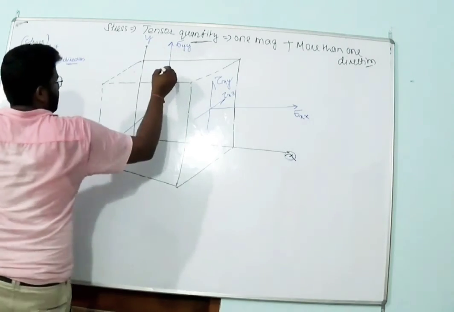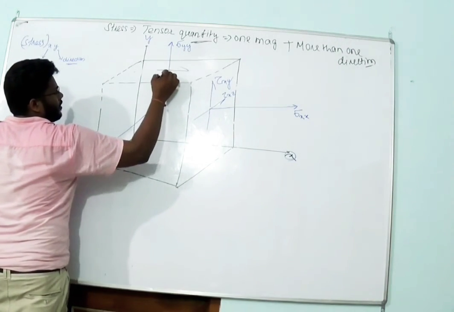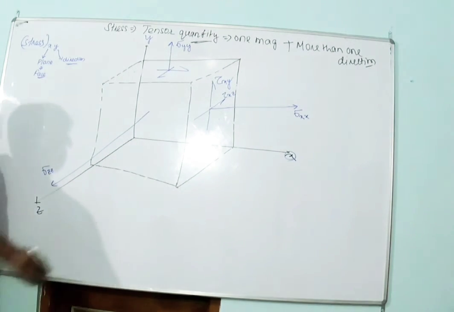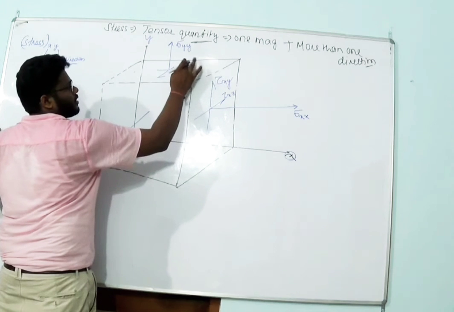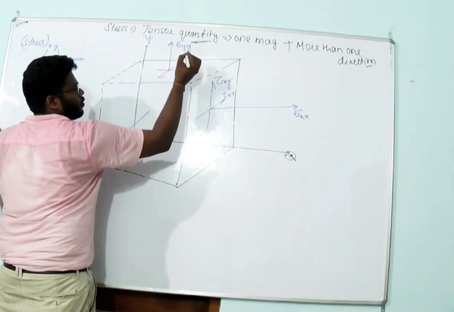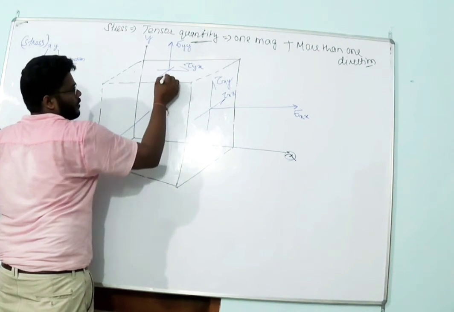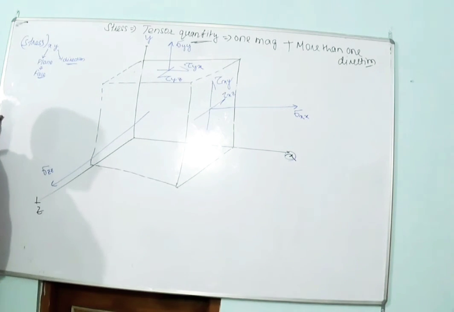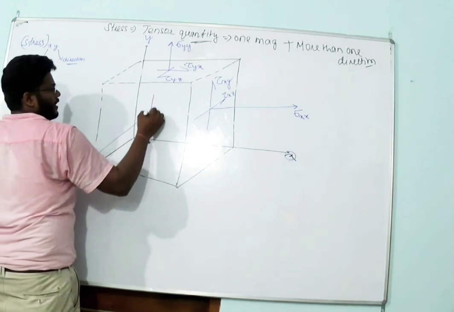Here we can take this one, another one is this one. Correct? What will be this one? Tau. Which face? Y face. Which direction? X direction. This one is tau. Which face? Y face. Which direction? Z direction. Correct?